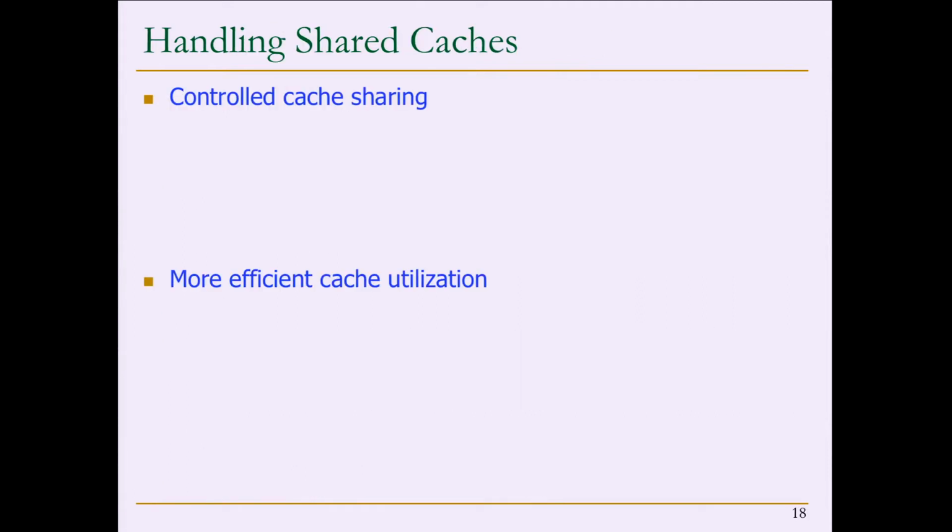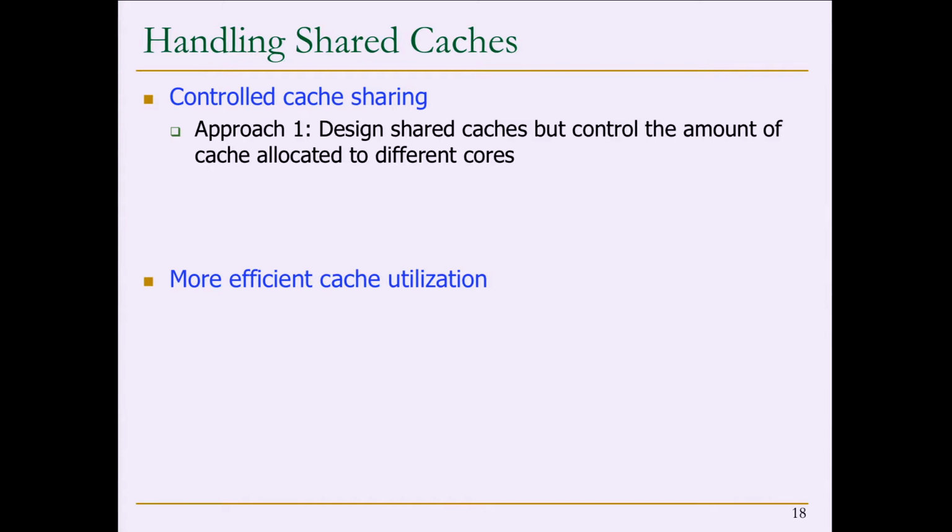So we'll talk about how to handle shared caches. There are two things that we're going to talk about. One is controlled cache sharing. You don't want uncontrolled cache sharing. And there are two approaches I will discuss. One is designing shared caches, but controlling the amount of cache that's allocated to different cores. And when I say cores, you can think of hardware threads also, because this problem is actually much more general than just multi-core, even though I put it in the context of multi-core, because all of the systems that we have today are multi-core systems.